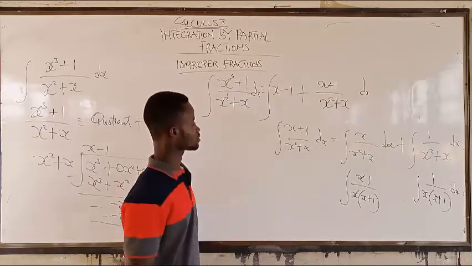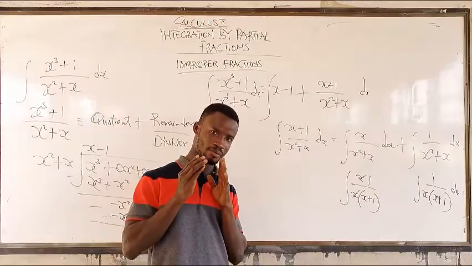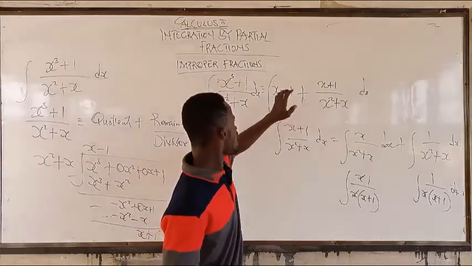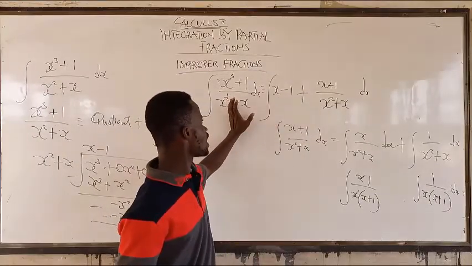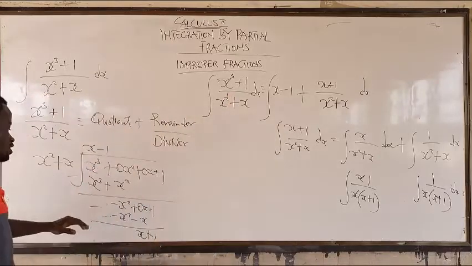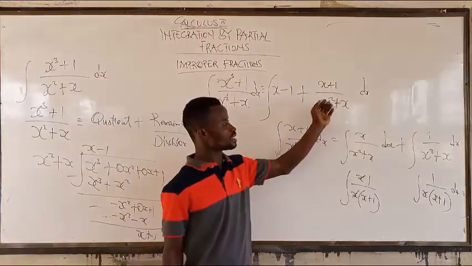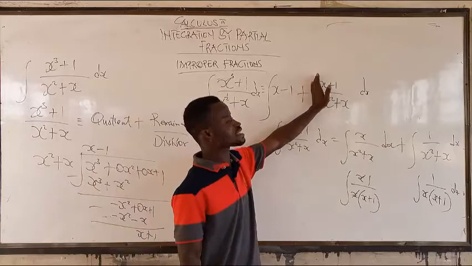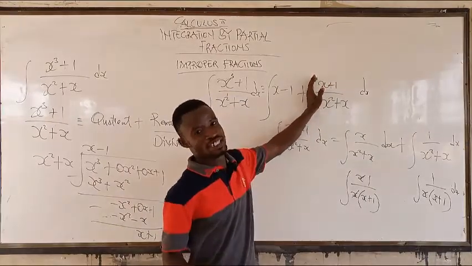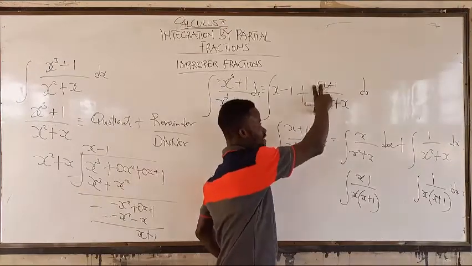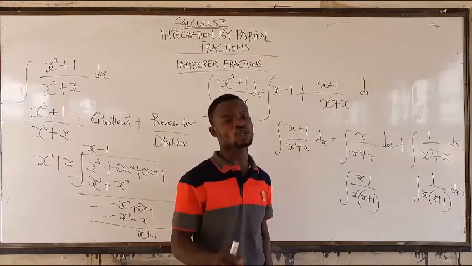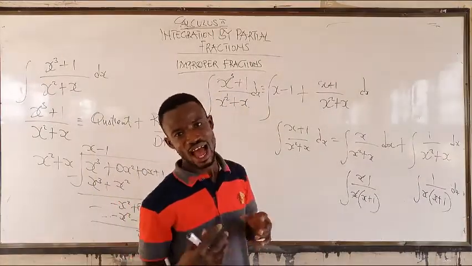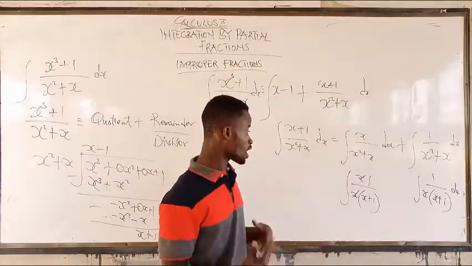Rather, integration by parts. I will project the technique to you very well. It doesn't matter if, after dividing the improper fraction, you write it in the form of quotient plus remainder over the divisor. If this is integrable, what I mean is that if you will not face any problem when you integrate this, you can choose not to express the remainder over the divisor as partial fraction. You can go your own way.